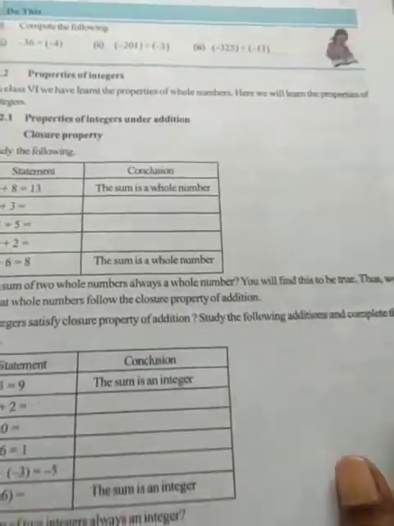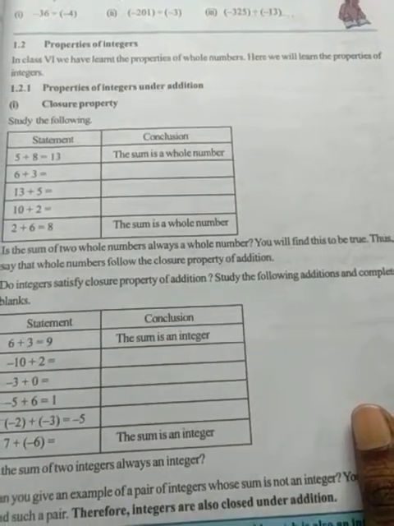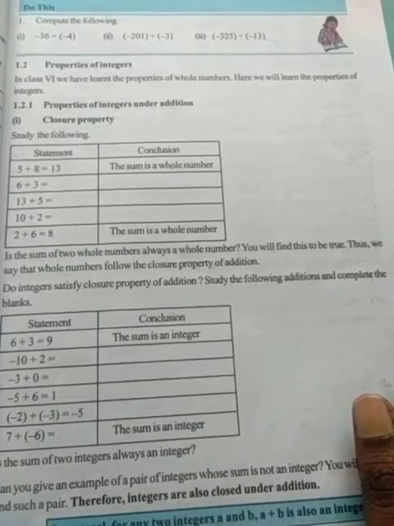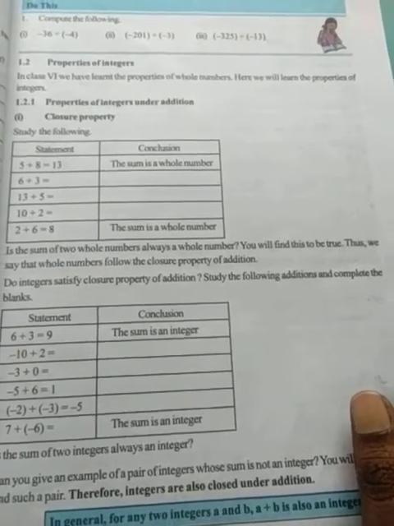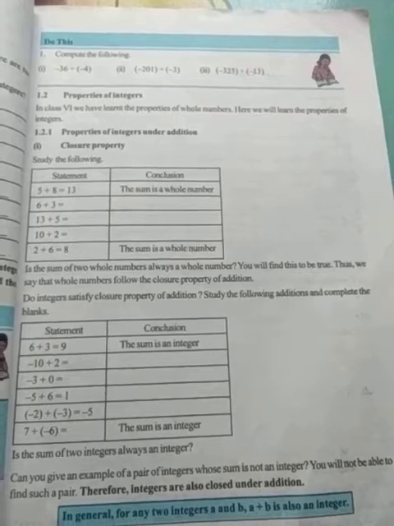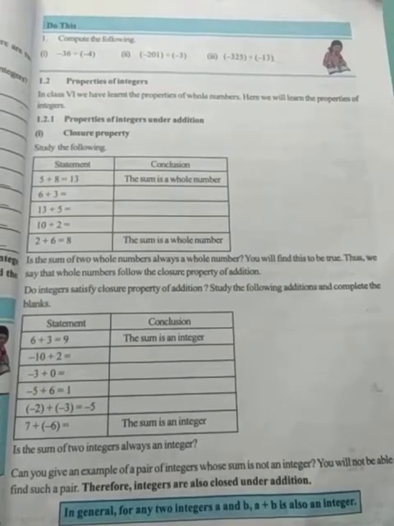Now we'll see the properties of integers. First of all, for integers you have different types of properties: closure property, distributive property, commutative property, identity. Under additions as well as multiplications, you have these many types of properties. Just don't be confused about these properties. Make it clear. It is very simple and easy to understand.